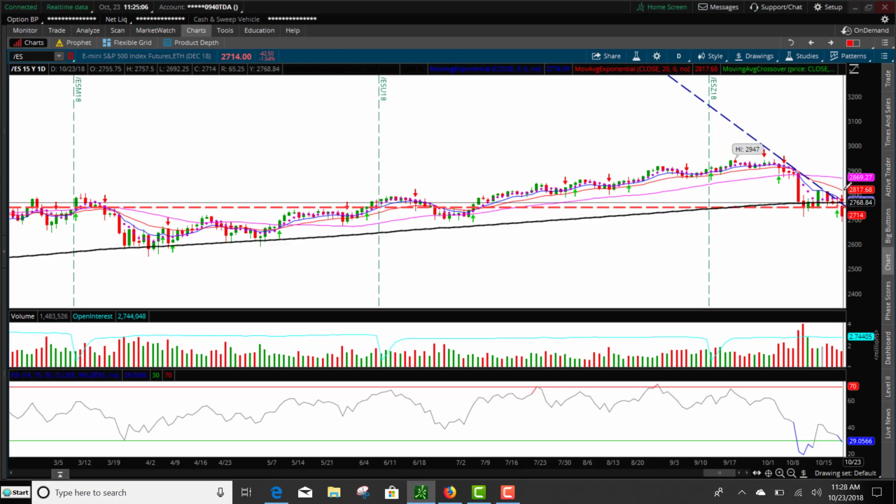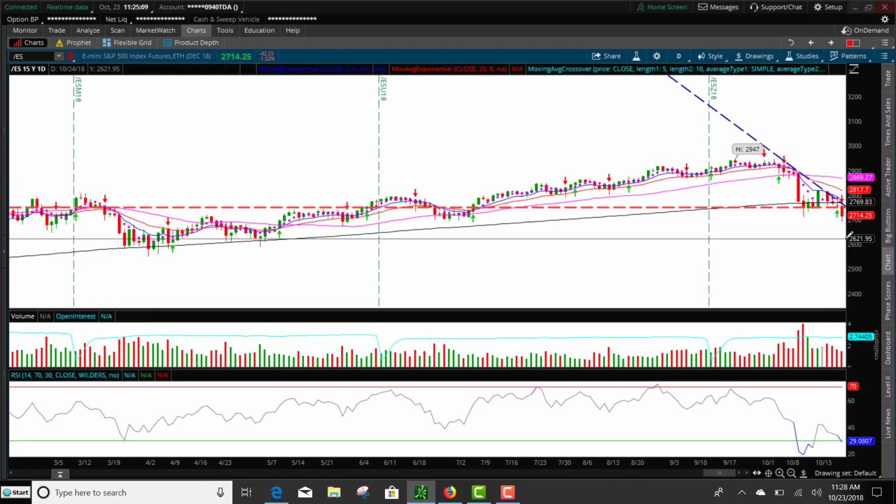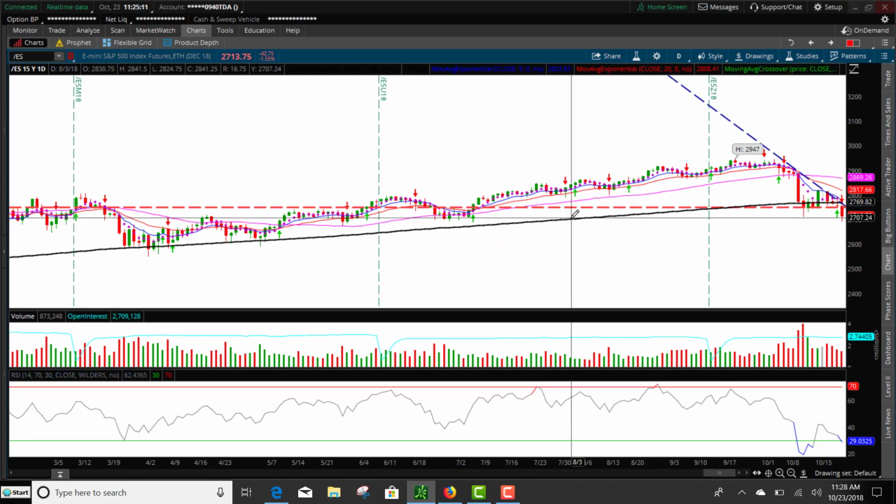And what did it do? Instead of going back up, it broke down out of it today. You can see that the 200 SMA has been a strong level of support for quite a while. You can see it hit back here, back in April, May.